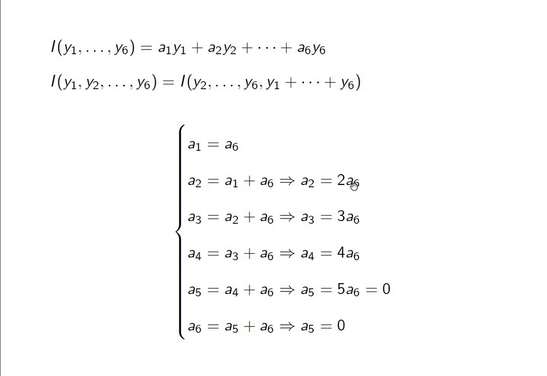The second one gives you a2 equals 2a6, because a1 is equal to a6. The third one gives you a3 equals 3a6. The fourth one gives you a4 equals 4a6 if you plug in a3 equals 3a6. The next one gives you a5 equals 5a6, which is 0 mod 5. And finally, the last one gives you a5 is equal to 0.